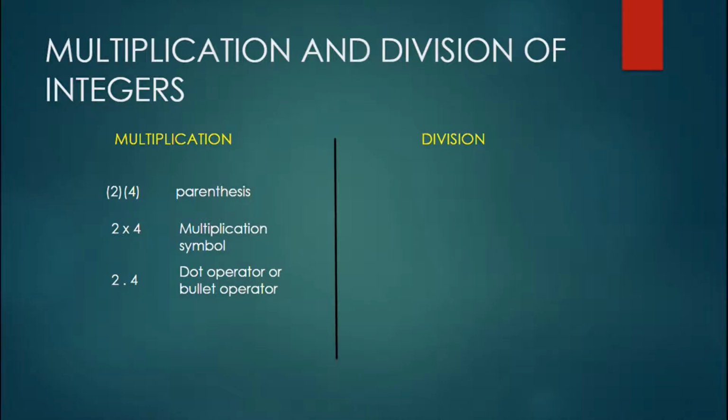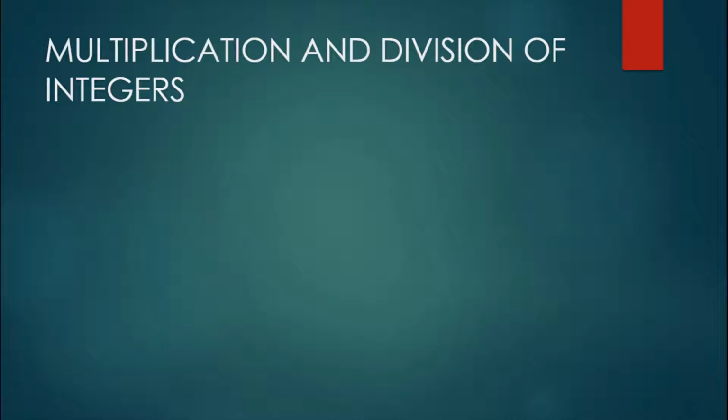For division, we use this fraction form, wherein there is a line that separates these two numbers, and that line is what we call the fraction bar. And of course, the division symbol. Okay, now this time, let's proceed on how to multiply and divide integers.